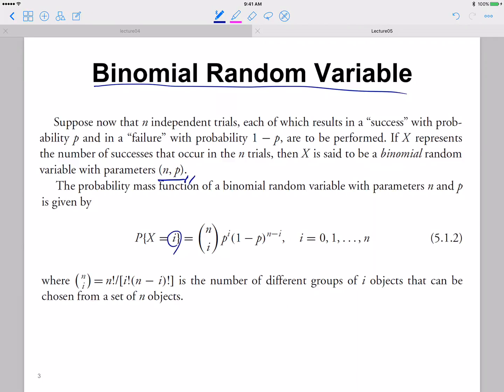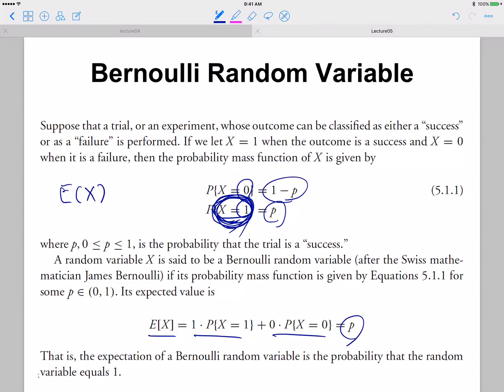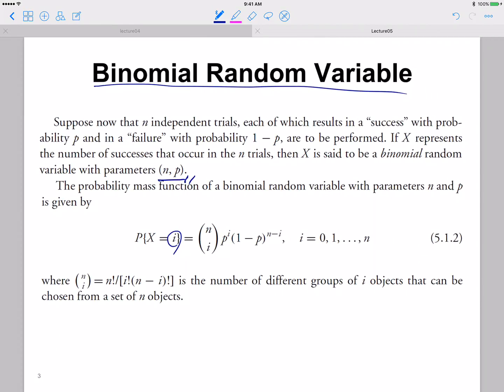And when this value is i, which means we observed i number of this event out of n events, what is the probability? In this case, p happened i times, and 1 minus p happened n minus i times. And then we can have possibly multiple different orders of these i events and n minus i events, and that number is represented by this, nCi, right? Okay, so this is what we learned probably in high school.